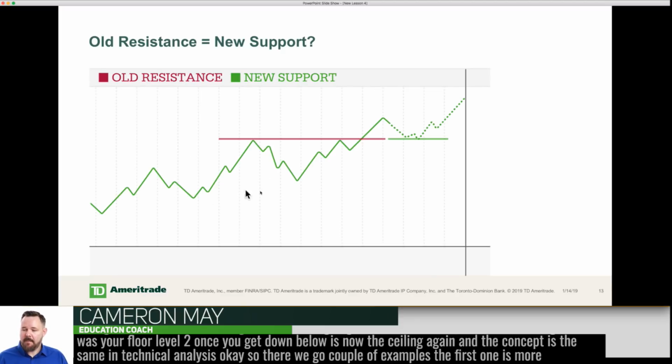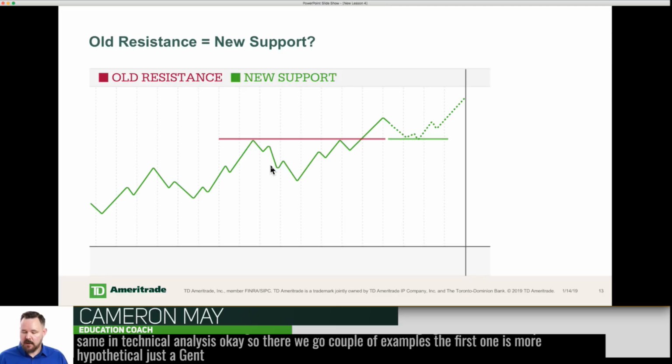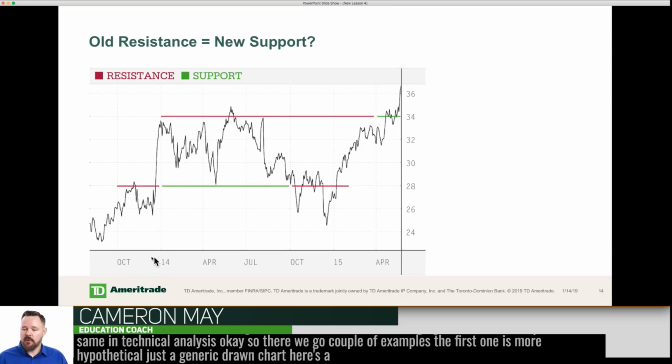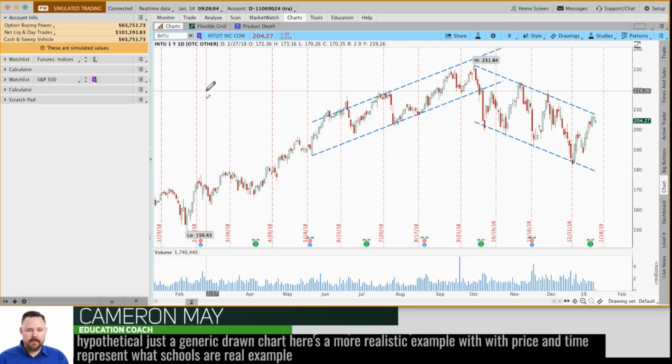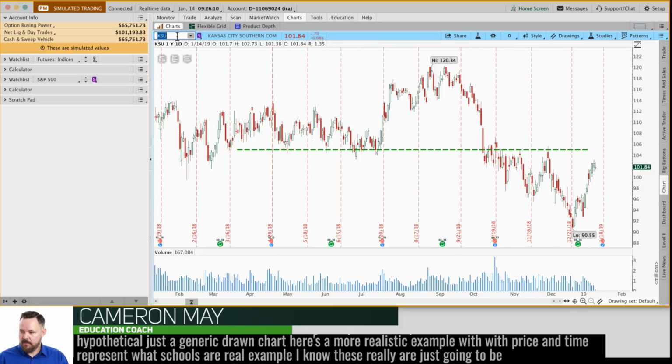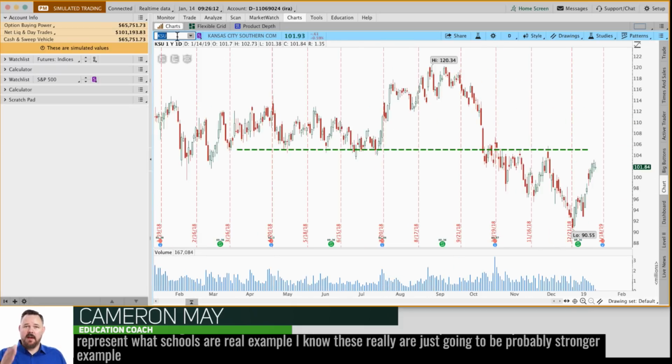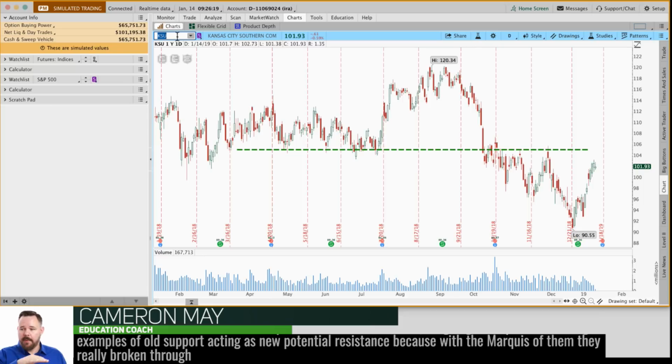The first one was more hypothetical, just a generic drawn chart. Here's a more realistic example with price and time represented. But let's go look at a real example. All right, now these really are just going to be probably stronger examples of old support acting as new potential resistance because of what the markets have done. They've really broken down through price levels rather than breaking up through them.